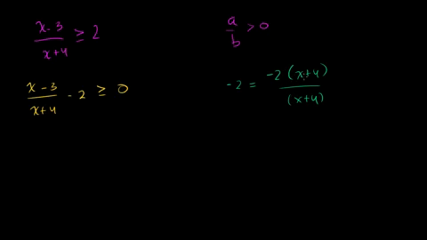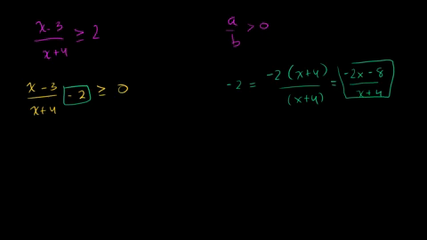This is minus 2 times 1, so it's the same thing. And this is the same thing as minus 2x, let me be careful, minus 2x minus 8 over x plus 4. This right here is the exact same thing as minus 2. I just multiplied it times x plus 4 over x plus 4. But let's write it this way because then we can add them.